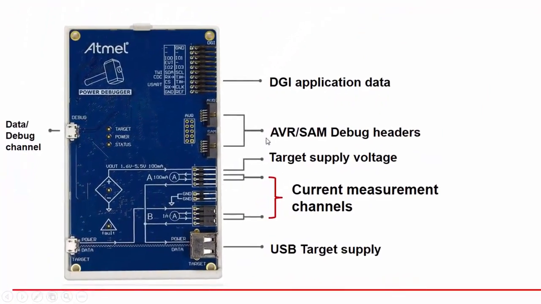Here we have the AVR and SAM debug headers. We have a target supply voltage, so you can power your application. And then there are 2 current measurement channels. Here you can see channel A is up to 100 milliamps, and channel B is a high current channel of up to 1 amp. You can also power a USB target.